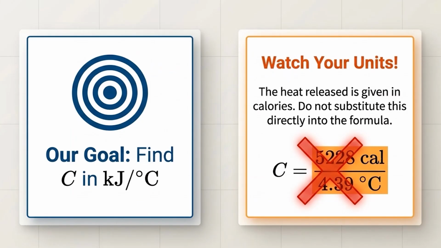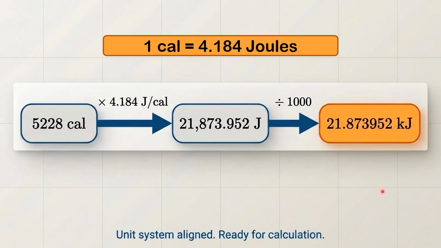Before applying any formula, we first need to make sure that our units are consistent. The final answer is required in kilojoules per degree Celsius, but the heat released is currently given in calories. In chemistry, unit consistency is extremely important because using the wrong units can lead to an incorrect final answer. A very common mistake is to directly substitute the calorie value into the heat capacity formula without converting it first. So our first step is converting calories into kilojoules.